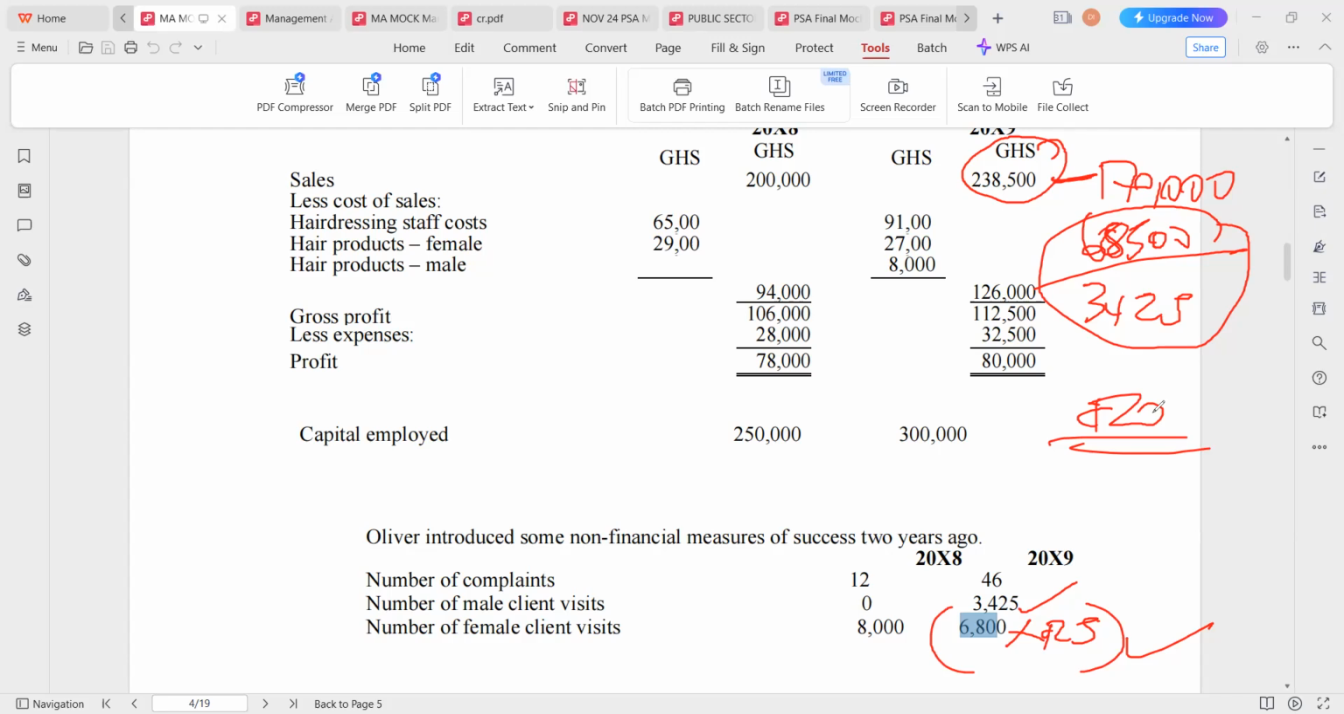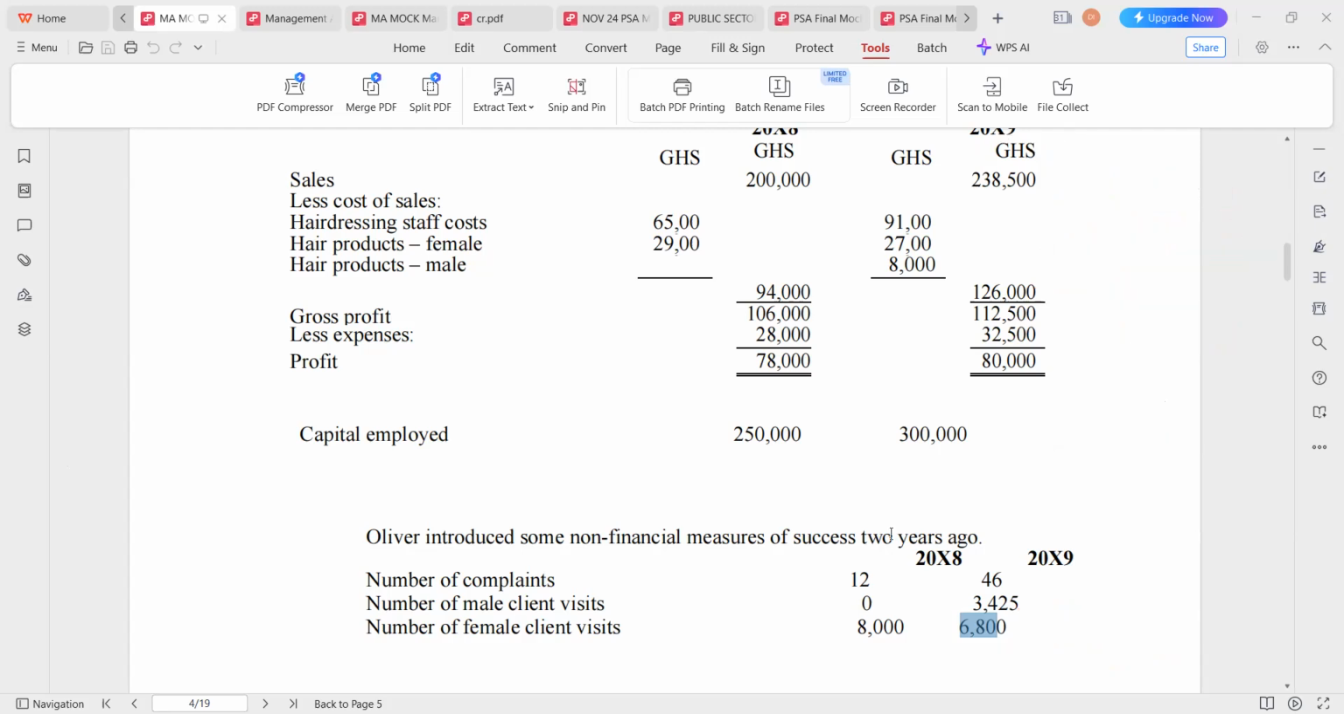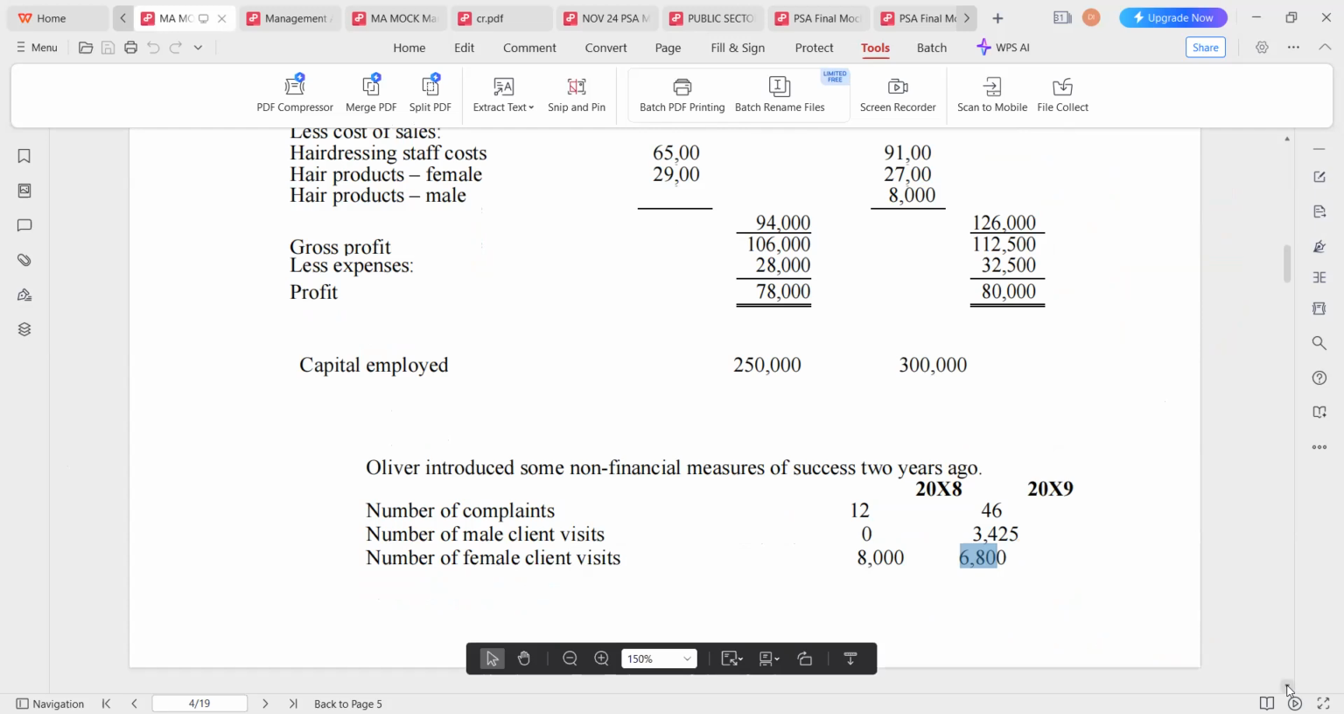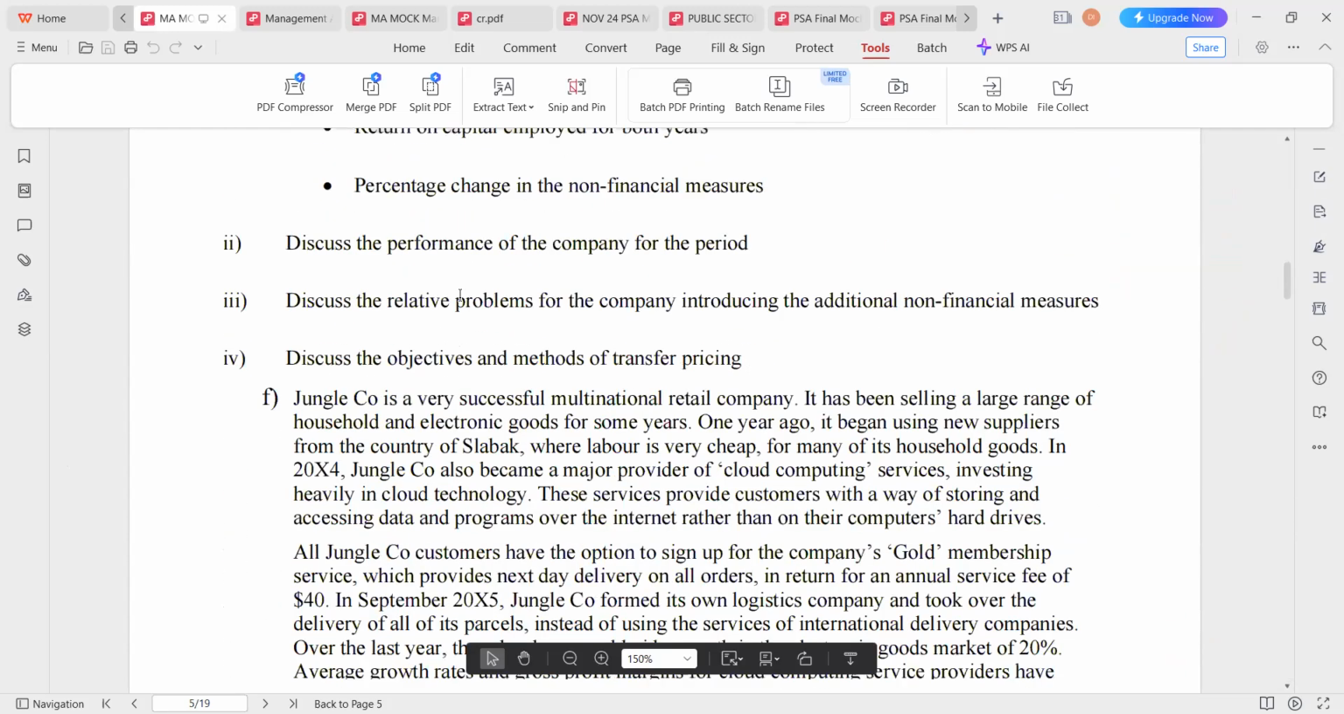If you send your own weave-on or wig, the price is different. If they use their own weave-on or wig, the price is so different. All right, so basically that is how we do the calculation. Then you discuss the performance of the company, then you discuss the problems and the non-financial information as introduced. And then that is all.